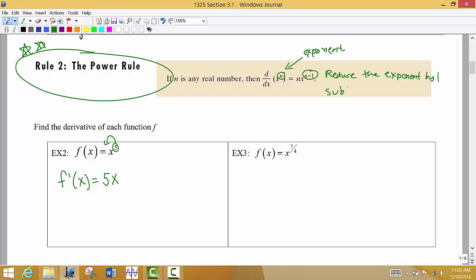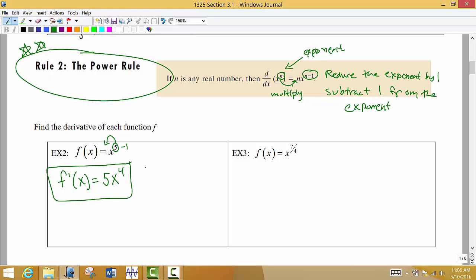In other words, we are going to subtract 1 from the exponent. So we multiply the existing power times the front, and then reduce the power by 1. If I was going to subtract 1 from this power, that would be 4. So the derivative of f of x equals x to the 5th will be f prime of x equals 5 times x to the 4th. So we multiply the power times the front of the term, and then we reduce that existing exponent by 1.